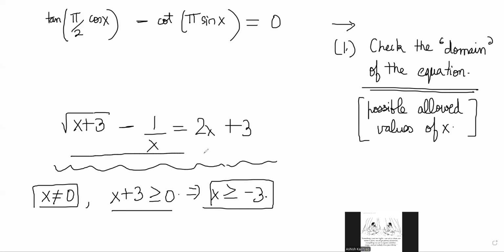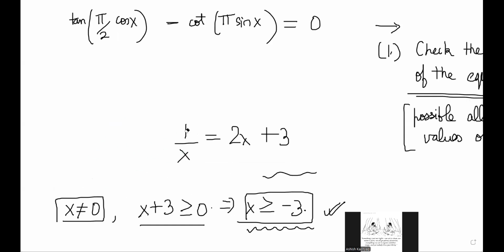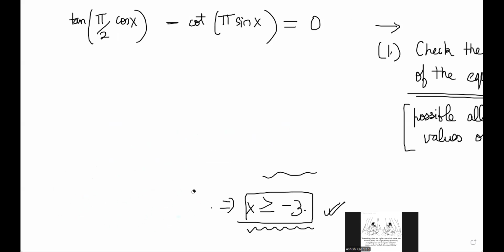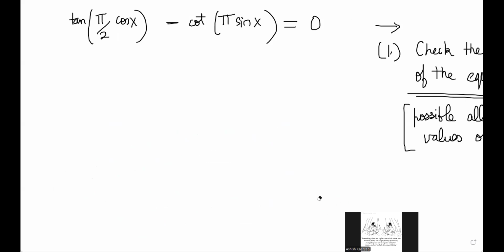For example, here, I will first check this and I know now that my answers cannot be anything smaller than -3, right? My answers have to be bigger than -3 and they have to be not 0. So that is a rule that you should always remember. Here you have to realize what are the possible values of x that are allowed. So tell me that first. What are the possible values of x which are okay? And what are the values which are not okay?